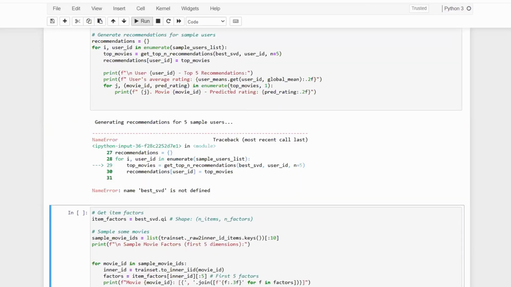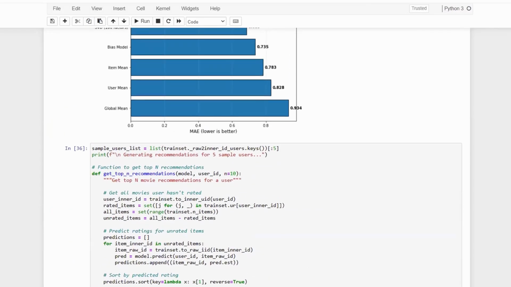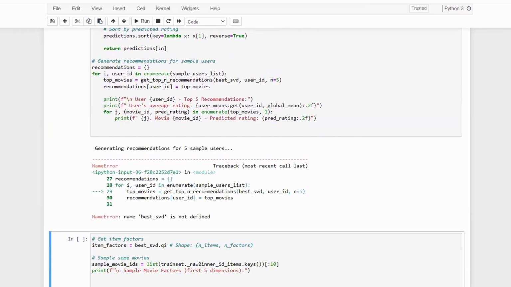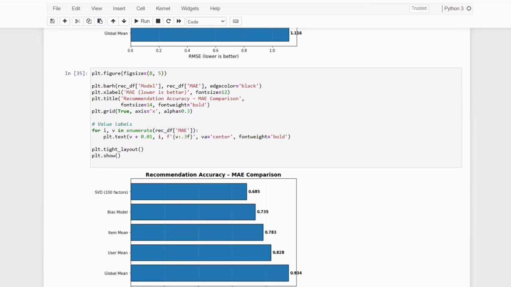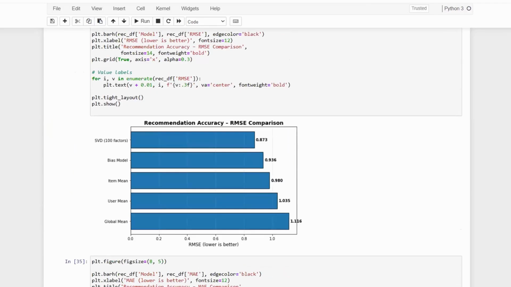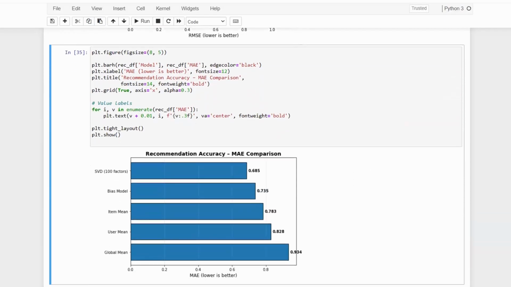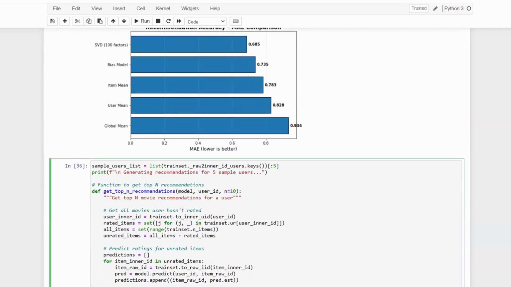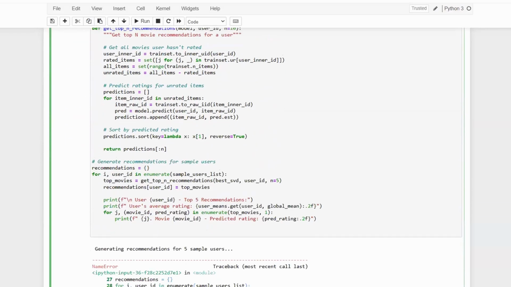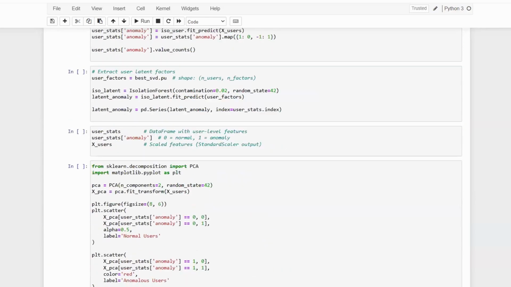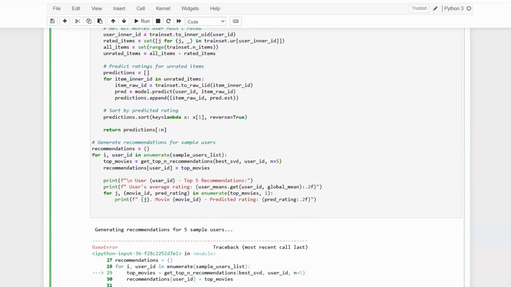Just to avoid running out of time. Okay. I think I have something missing. Okay. Oh boy, now I see. Okay, my code is missing. I'm missing something, but it's fine.